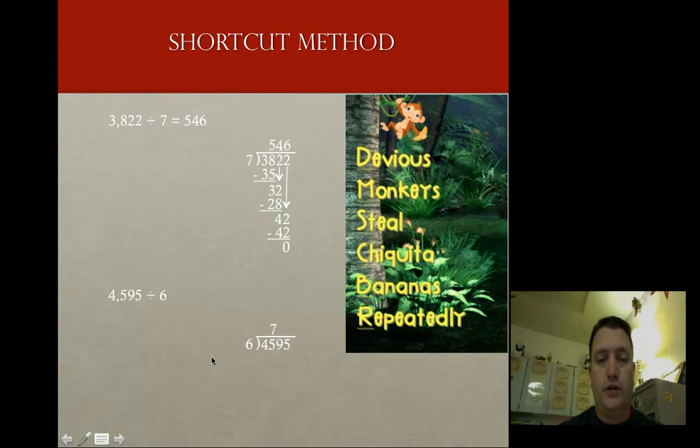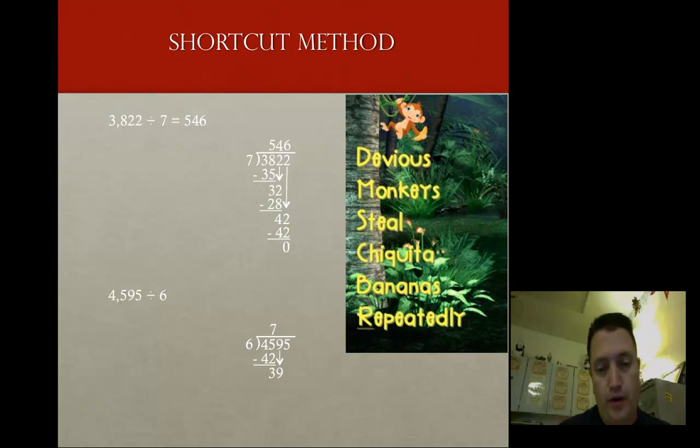6 goes in there 7 times. That's my divide part. Now I'm going to go to my monkeys. I'm going to multiply. That's going to be 42. Now I'm going to subtract. 45 minus 42 is going to be 3. I'm going to check. 3 is smaller than 6. I'm good to go. I'm going to bring down my next number, and that's going to be 9.